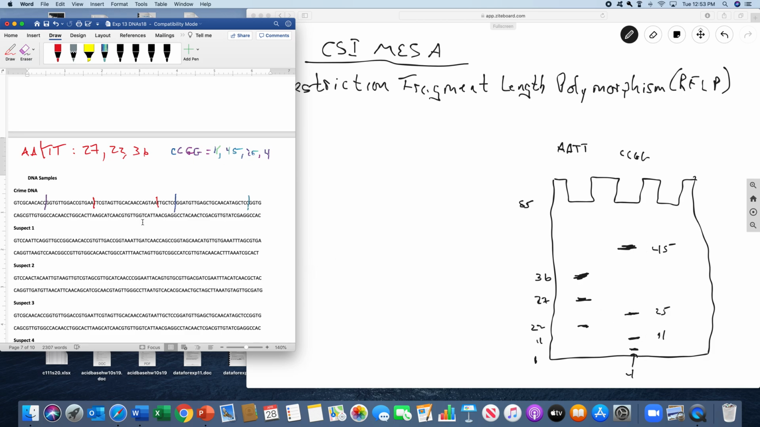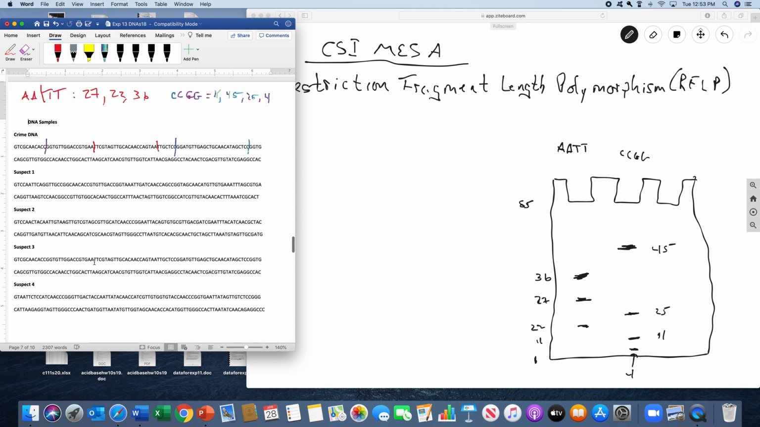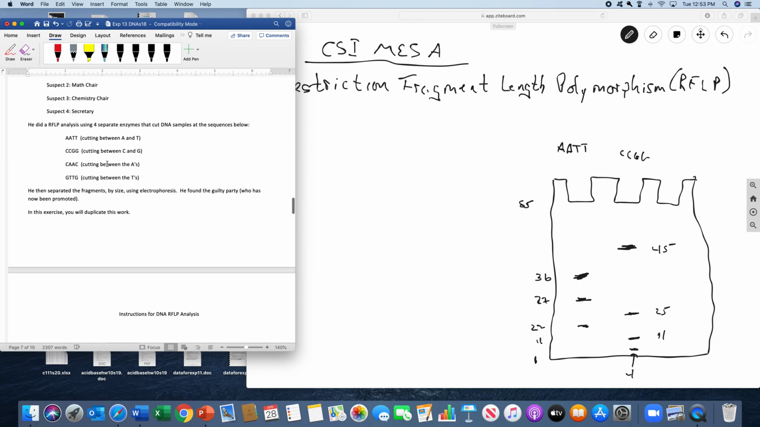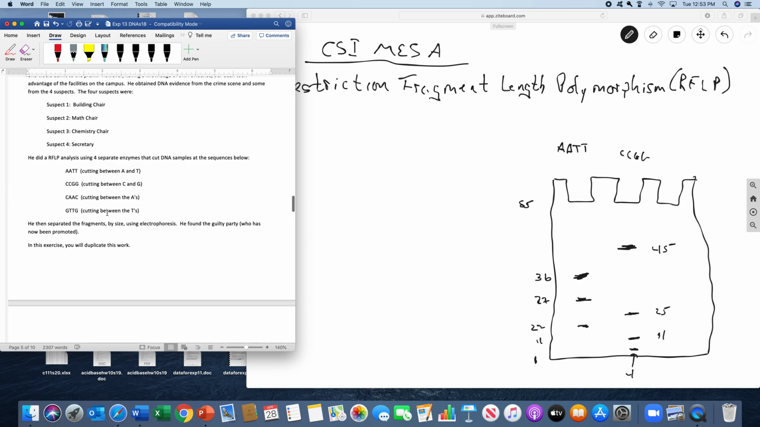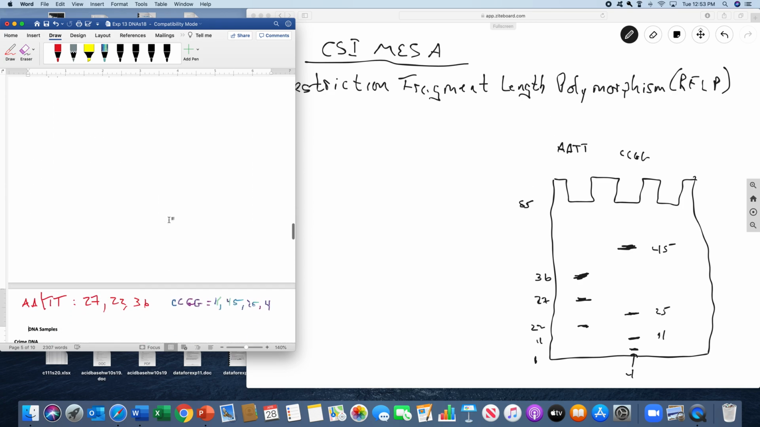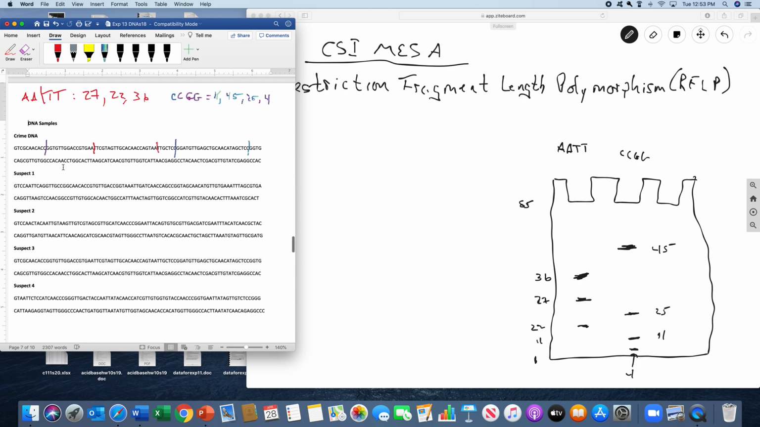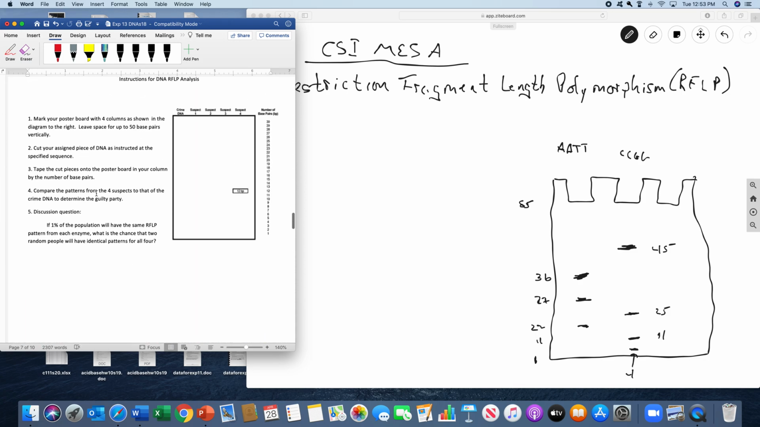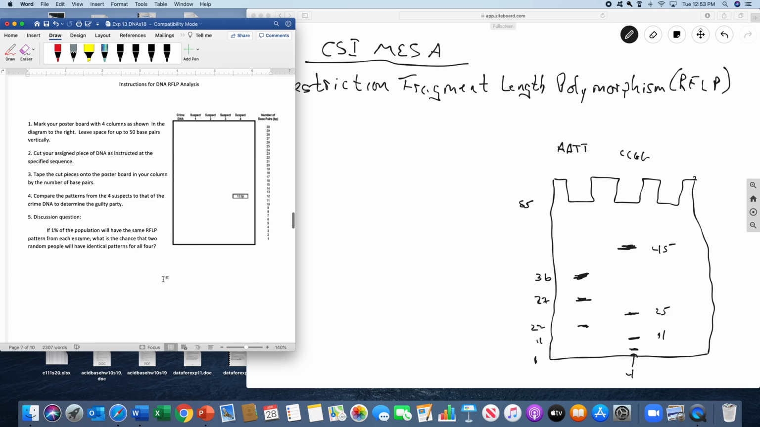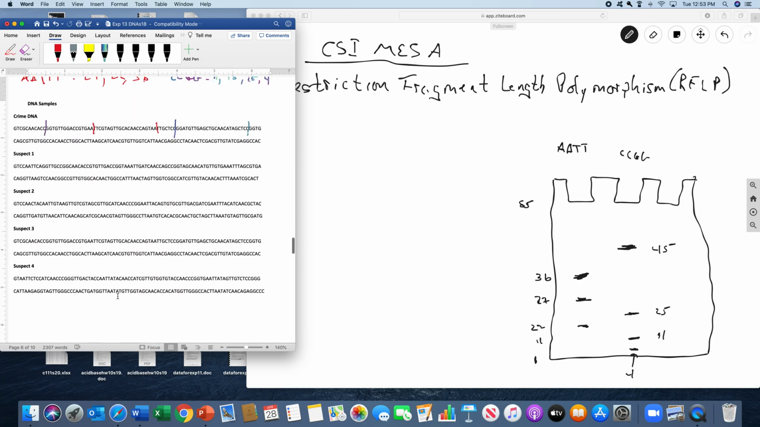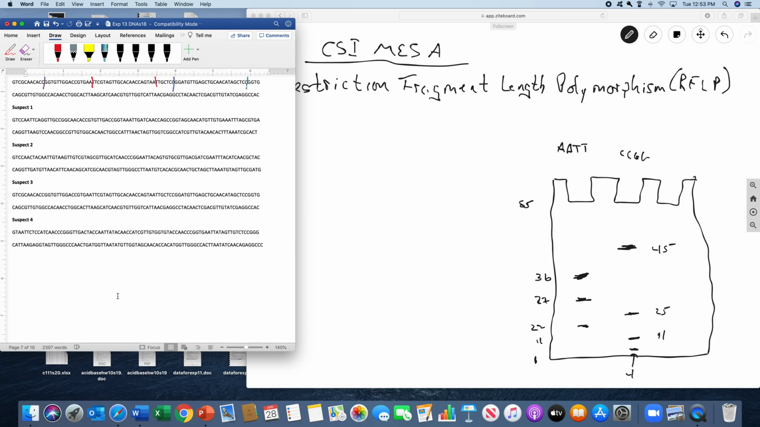So what you're going to do here, we have DNA from the crime scene, and then we have 4 suspects. You're going to draw lines for the AATT, the CCGG, the CAAC, and the CTTG. If you want to make a game out of it, take this piece of paper, make 4 copies, do one with each of the enzymes, and see how long the pieces are. You can get creative. You could take a large piece of paper, put marks 1 through 85, and literally draw lines on it. Then you can use that to see which suspect has the same pattern.